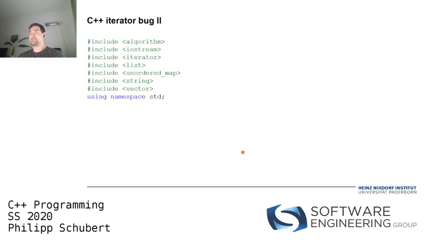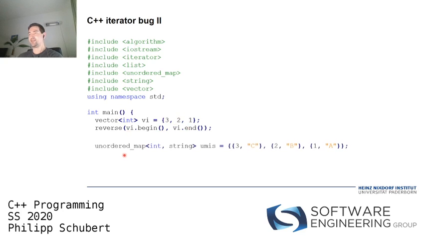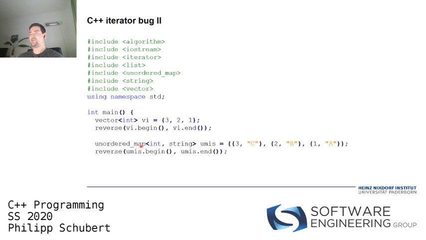Maybe let's give another interesting iterator bug. A vector of integers, easy. Let's reverse that vector of integers. So reverse is an algorithm, and it just reverses your elements in the vector. You can also have an unordered map, int and string, from int to string, so it maps integers to strings here, basically. And let's call the reverse algorithm, and let us reverse the range of begin and end.